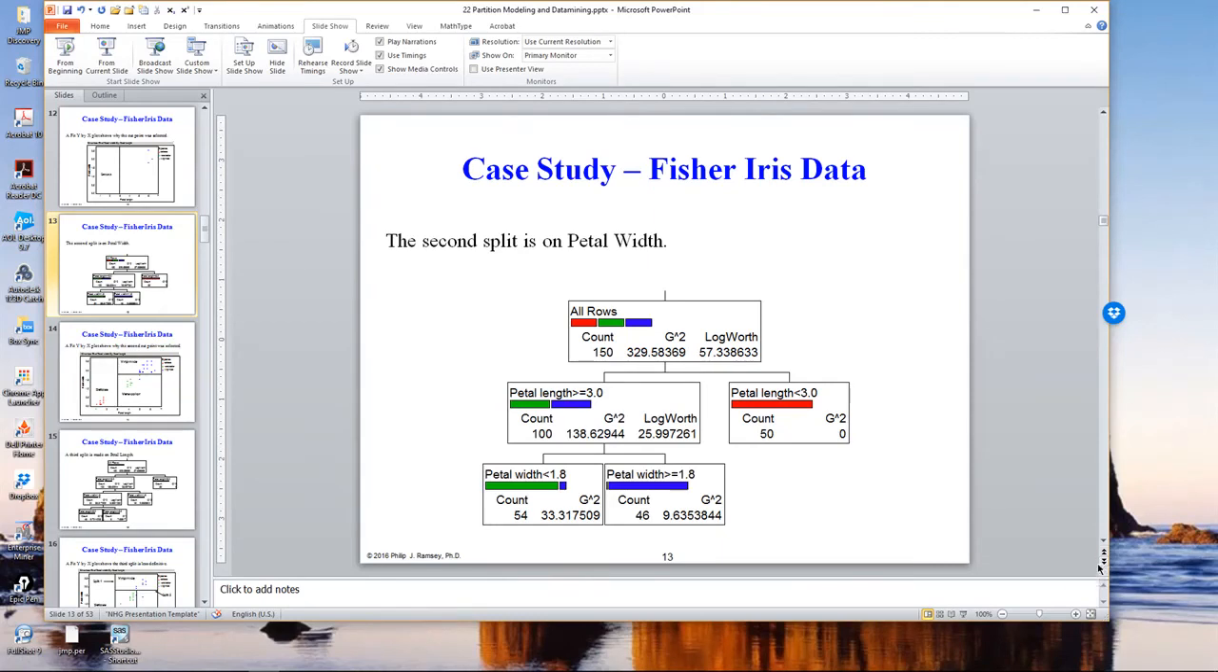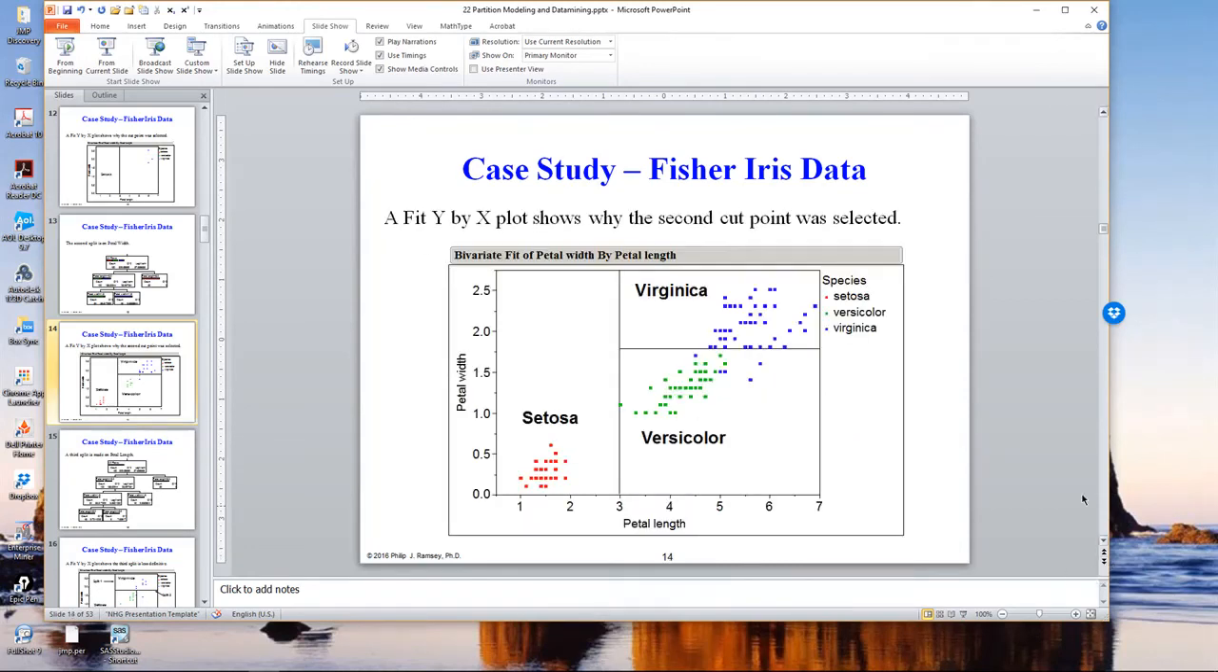So we're going to let JMP do it for us, and sure enough, on the left hand side of our tree diagram, it took all the data where petal length is greater than 3 and broke it down into 2 parts: petal width less than 1.8, petal width greater than 1.8. And sure enough, look at our diagram. So we now have what we would call 3 rectangular regions that are partitions of the original data.